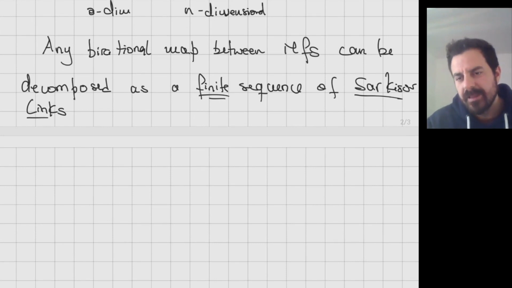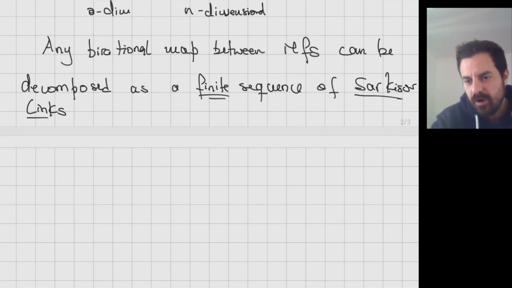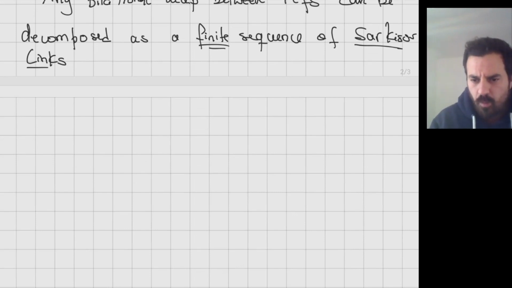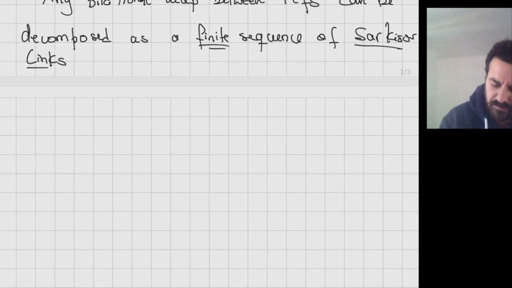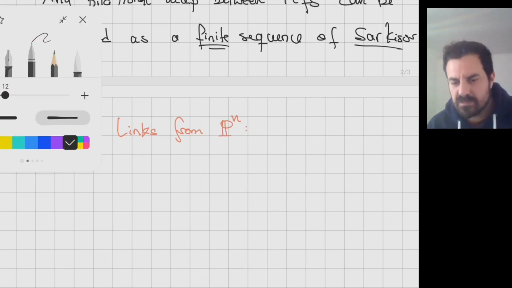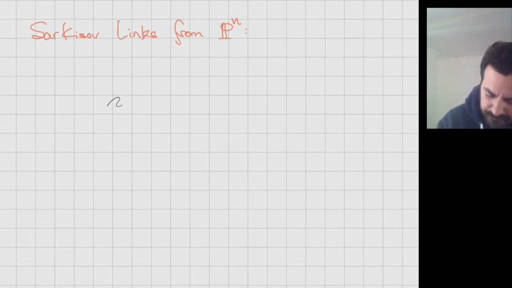So I want to study relations between P4 and all the other Mori fiber spaces that P4 is birational to. Not all, but some other Mori fiber spaces that P4 is birational to. And for that, I need to understand Sarkisov links from P4. So what does a Sarkisov link from P4 look like? A Sarkisov link from Pn looks something like this.